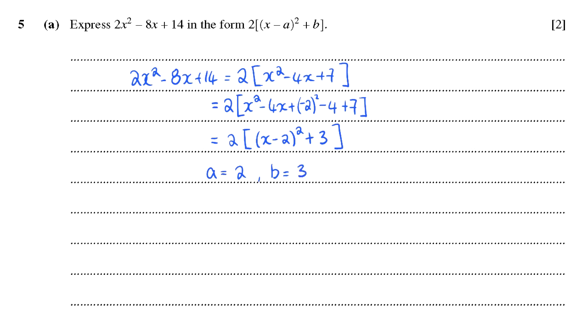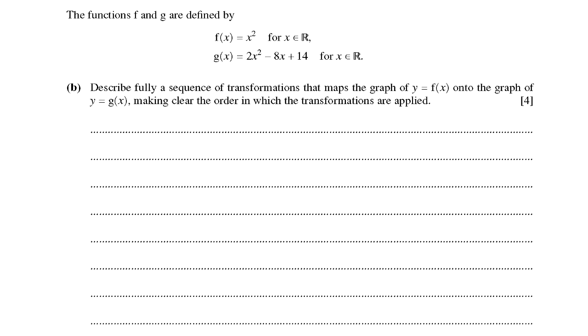and B equals 3. The functions f and g are defined as follows. The function of x is x squared, x is real, and gx is 2x squared minus 8x plus 14. That's the function that we were just working with, that we kind of completed the square on, but it's multiplied by 2. All right, so B says, describe fully a sequence of transformations that maps the graph of y equals fx, which is just x squared, onto the graph of y equals gx, which is the one that we analyzed a little bit, making clear the order in which the transformations are applied.